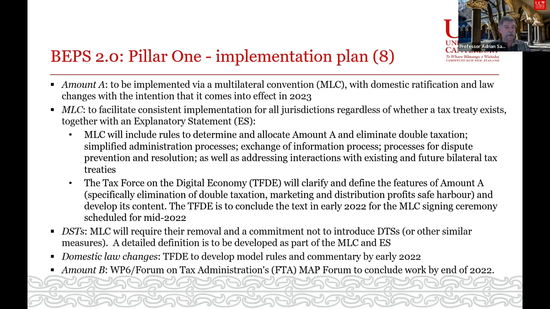It's important to recognise that even a high-level agreement at the governmental level doesn't mean a jurisdiction is actually going to make the changes. It needs to ensure that it goes through its domestic law process, whatever that is, to review and pass the necessary legislation to make it effective. In terms of the amount B, Working Party 6 and the Forum on Tax Administration's MAP Forum are working on this, with the idea that they will have determined amount B by the end of 2022.